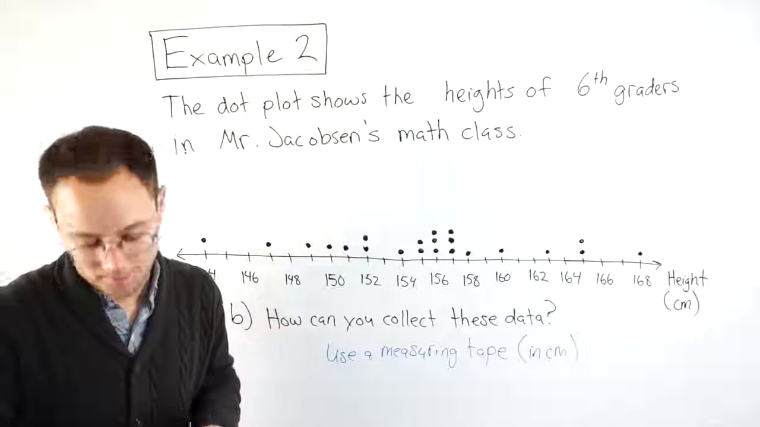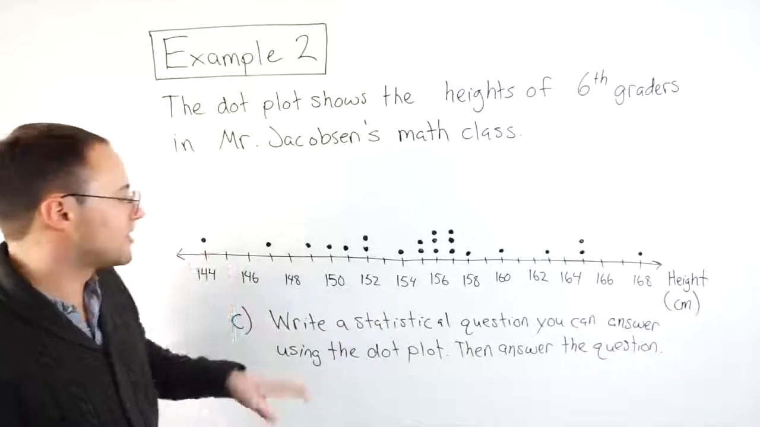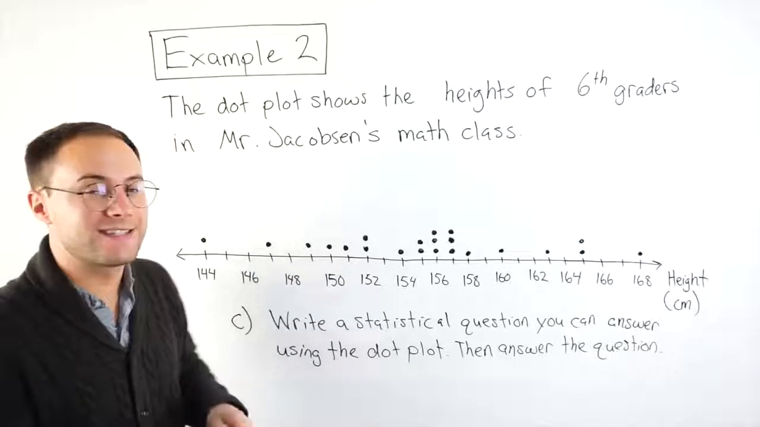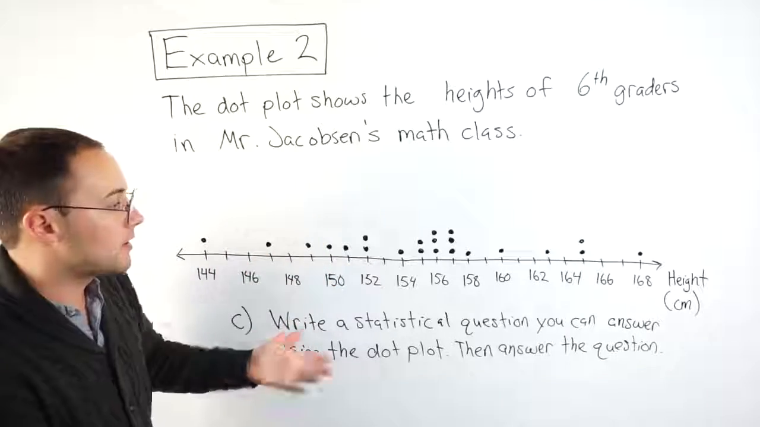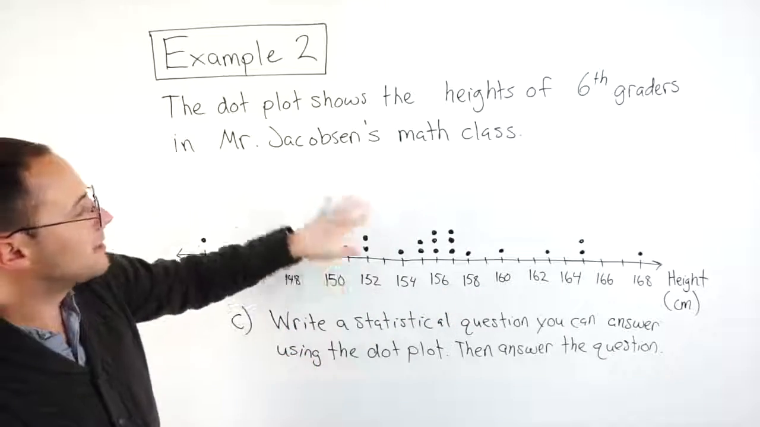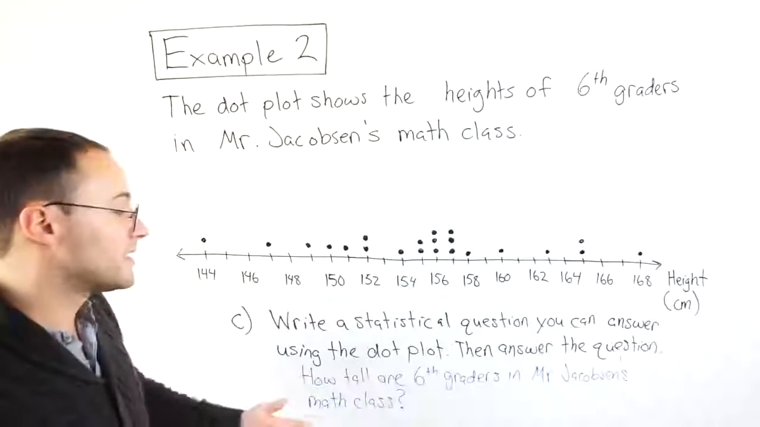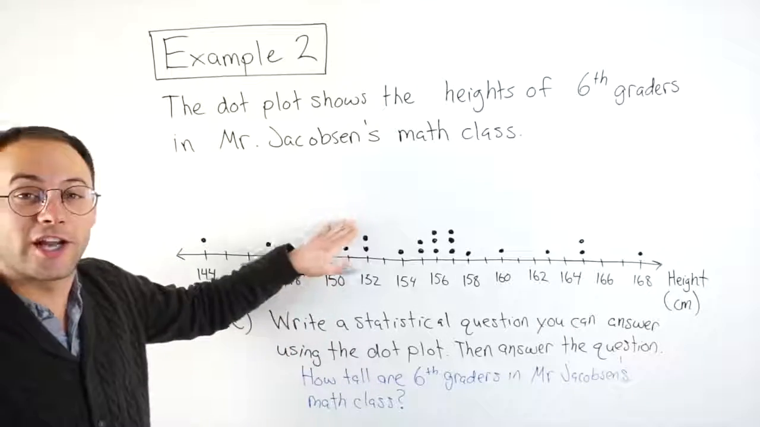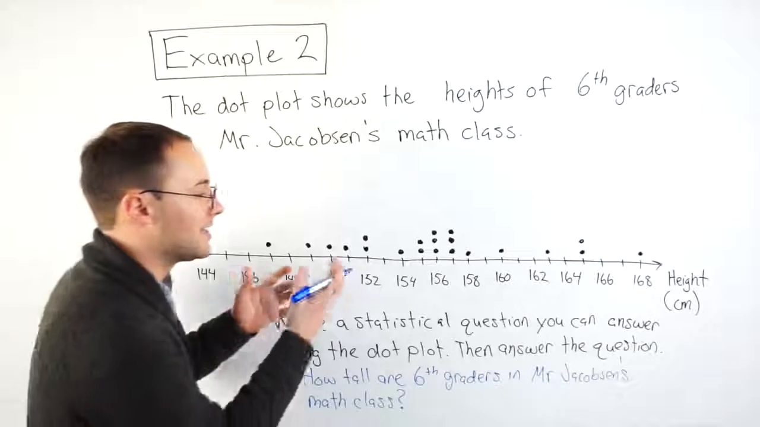Let's try part C. Okay, finally part C. Write a statistical question you can answer using the dot plot and then answer that question. So we're writing a statistical question. It has to be about the dot plot. Remember, this was about heights of students in my class, so maybe our question could be, how tall are 6th graders in Mr. Jacobson's math class? That is a question that we could answer using this dot plot, so that's great. There's our statistical question, and let's answer it.